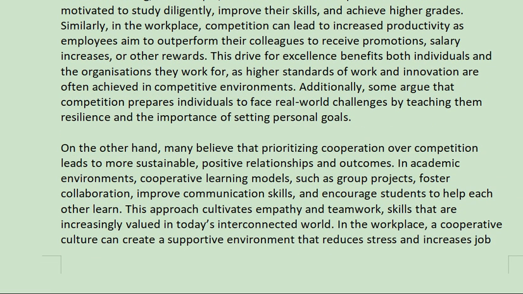On the other hand, many believe that prioritizing cooperation over competition leads to more sustainable, positive relationships and outcomes. In academic environments, cooperative learning models, such as group projects, foster collaboration, improve communication skills, and encourage students to help each other learn. This approach cultivates empathy and teamwork, skills that are increasingly valued in today's interconnected world.